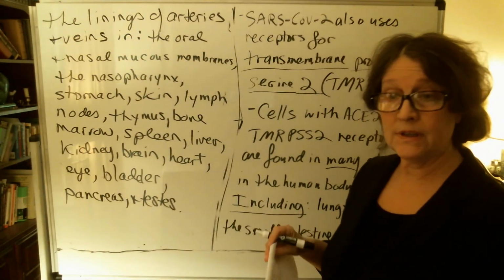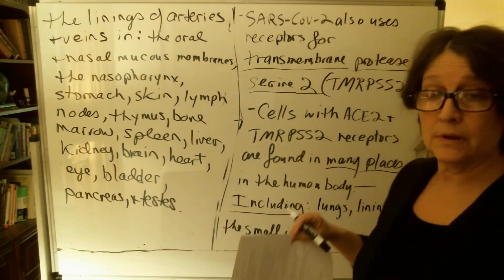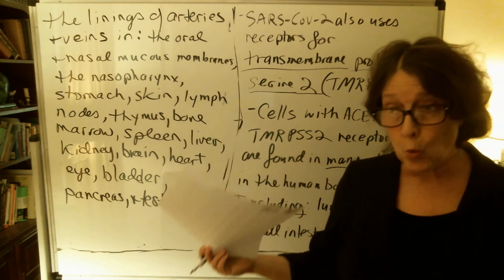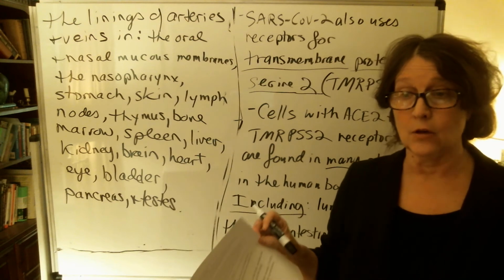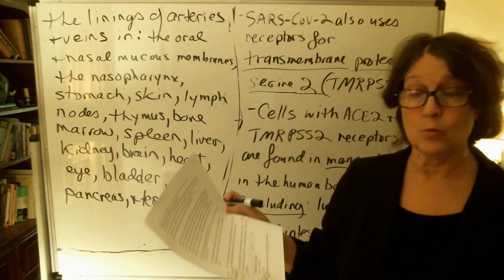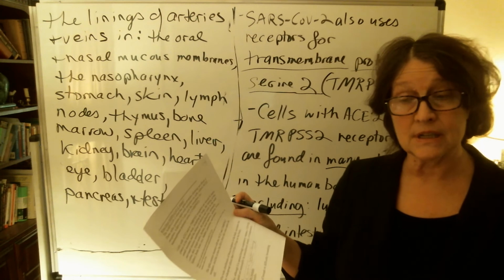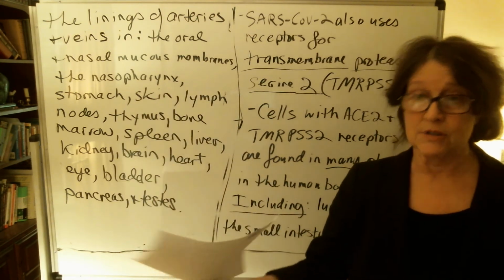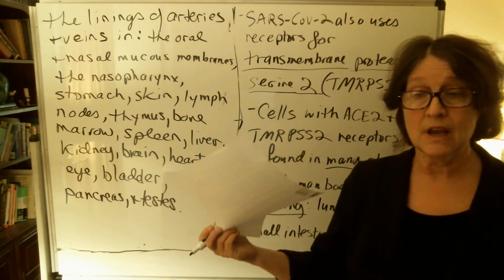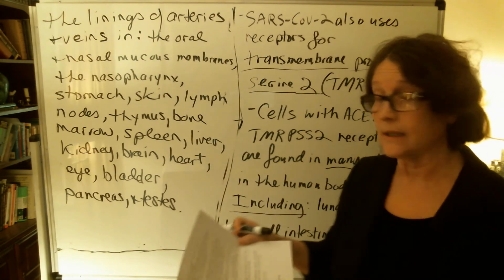So we have these receptors, the ACE2 and the other receptors, in cells widespread throughout our bodies, including in the linings of blood vessels, which is one of the reasons why we get blood clots from this disease, and all kinds of damage, because we have so many blood vessels in so many places that so many organs can be affected.